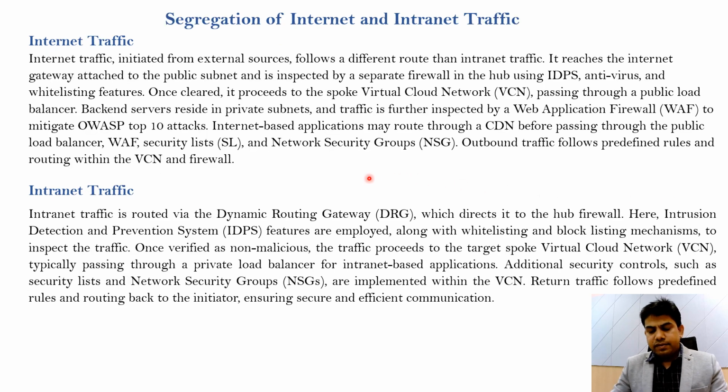Internet and intranet traffic will both use a different route. If any application is exposed to the internet, which means it can be connected from the public internet, we will have additional security controls like a CDN, which we mainly use for content delivery management and caching. Along with that, a WAF feature is also enabled to mitigate the OWASP top 10 attacks. Intranet traffic is going to be something similar to the north-south traffic.